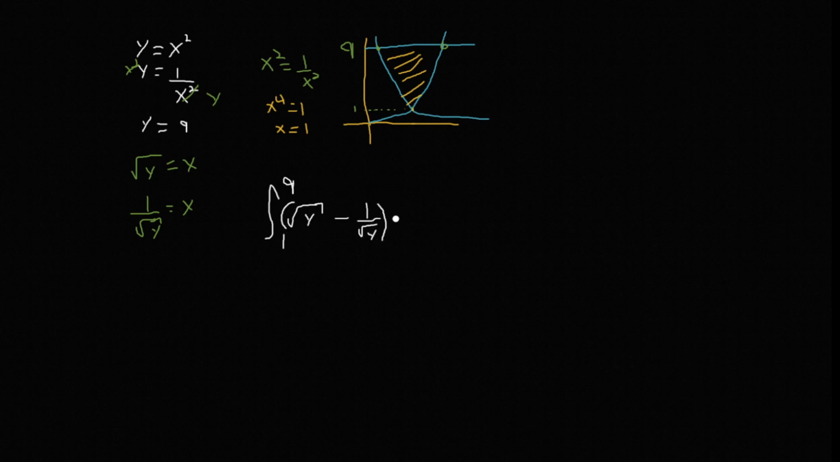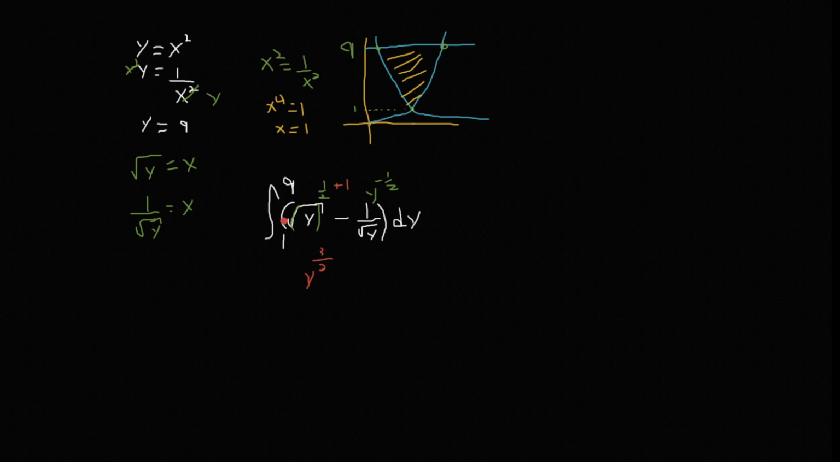And remember, we're not integrating with respect to x here. We're doing this in the y direction. We're starting here and adding up these tiny little subtractions here in the y direction. So this is dy. So now we can do our reverse power rule here. So this y, if you want, you can think of it as y to the 1/2. And this one is just y to the minus 1/2. So let's add 1 to this exponent. So that's plus 1. So this is now y to the 3 halves.